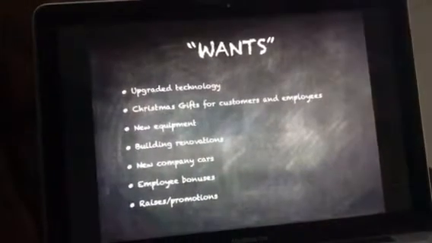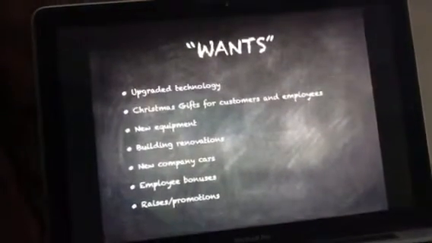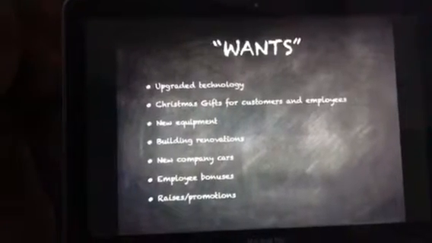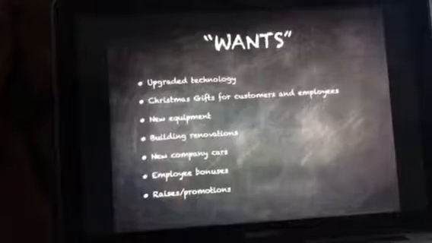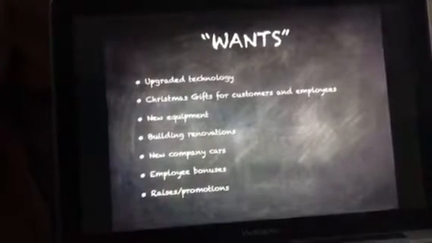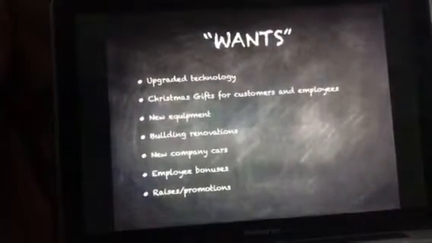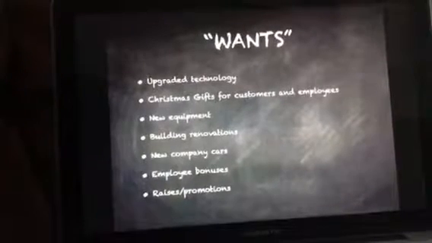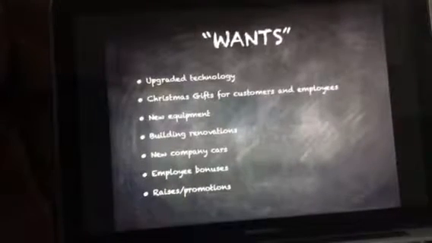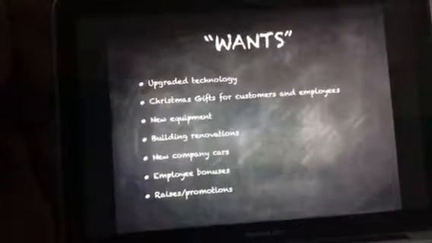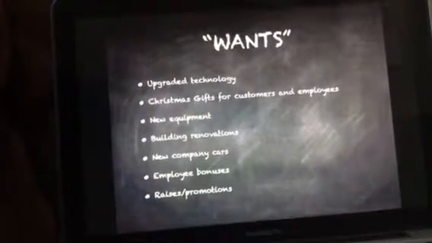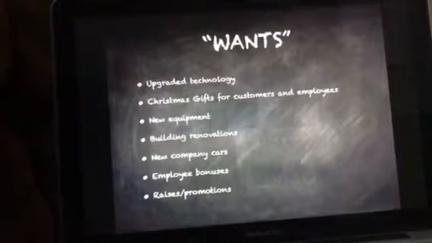New company cars is another want. We have 4 employees in our company who drive a company car, and 2 of them are leases, so they must be redone every 3 years. But 2 of the cars are owned and could be bought or sold at any given time, and it's all depending on what extra money we have, and that's why we're creating this necessary budget.